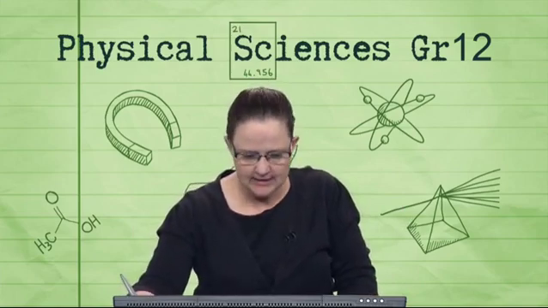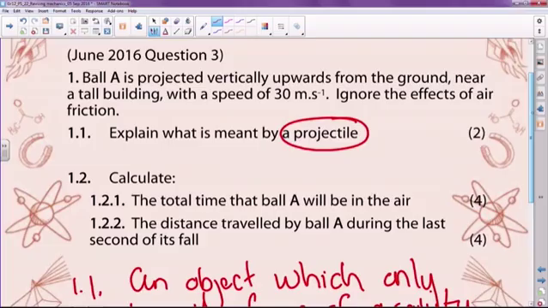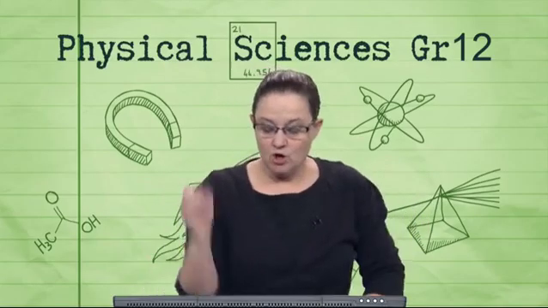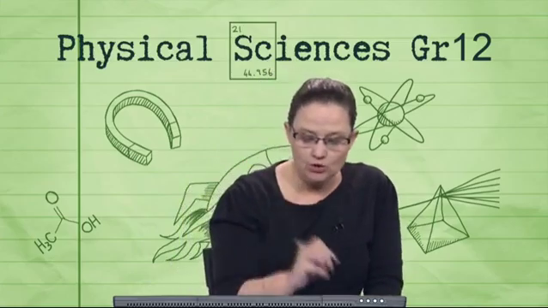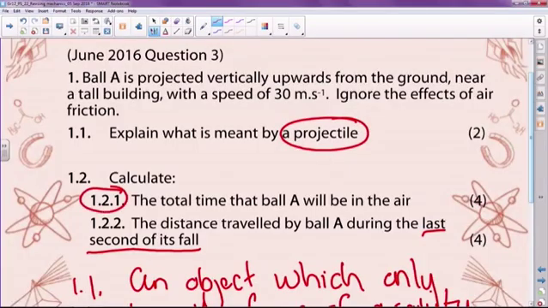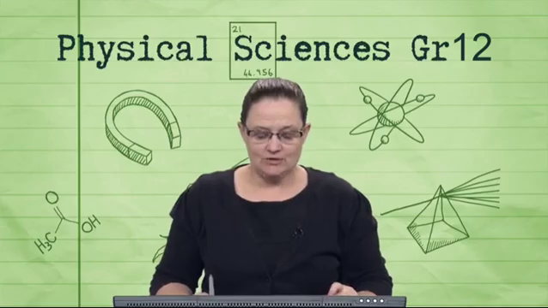Great. Now, here's the first question I want you to do. You're going to get 3 minutes, and what I want you to do is calculate the total time that ball A will be in the air, and the distance traveled by the ball during the last second of its fall. You might not get through all of those in 3 minutes. I'll tell you what we'll do, let's split this up, because if you get 1.2.1 wrong, you're going to get the next one wrong. So, I'm giving you 2 minutes, and all you're doing for me for now is this one. You're going to calculate the total time that ball A will be in the air. Your time starts now.